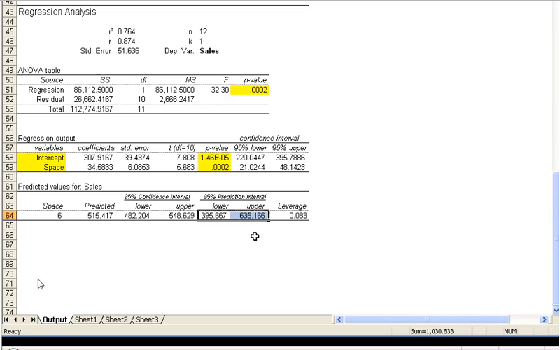So we are 95% confident that the weekly coffee sales for a future week when 6 square feet is allotted will be between $395.67 and $635.17. So again, confidence intervals would be the true mean of all weeks with 6 square feet. Prediction interval would be a single week. And a single week varies more than the mean of several weeks. So you'll notice that the prediction interval is much wider than the confidence interval was.